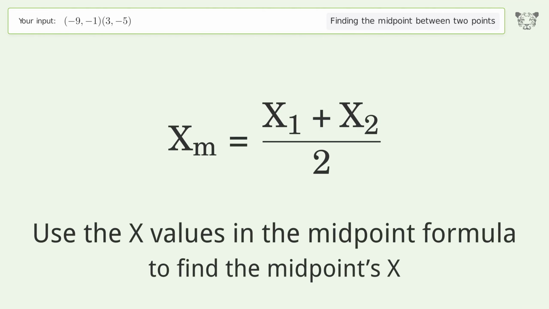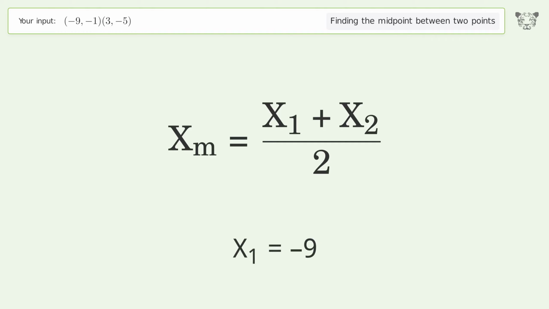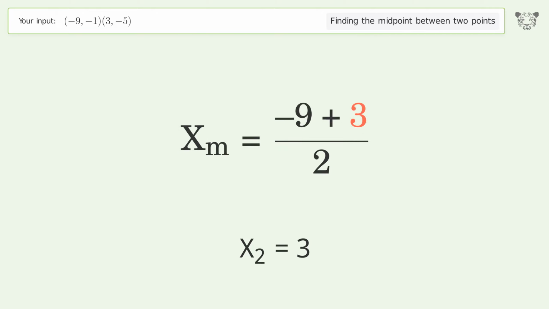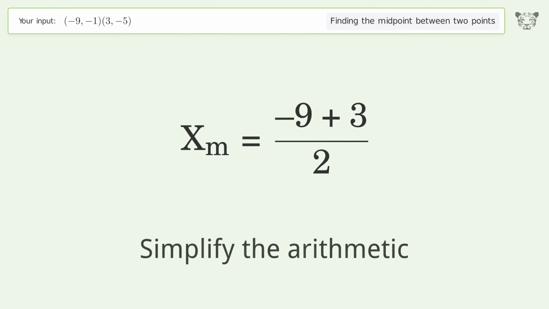Use the x values in the midpoint formula to find the midpoint's x. x1 equals -9. x2 equals 3. Simplify the arithmetic.